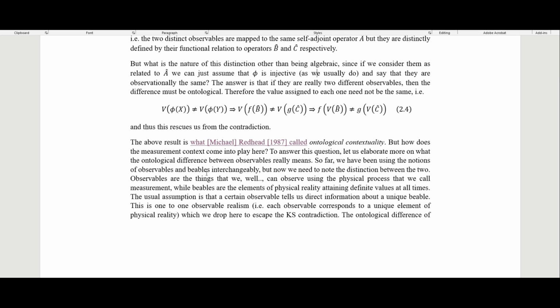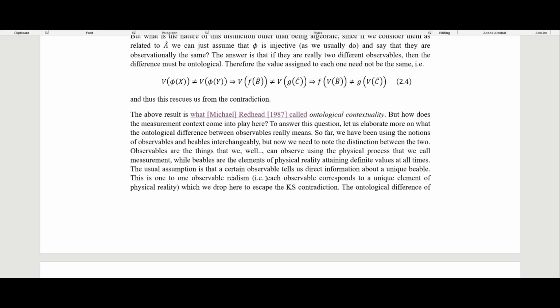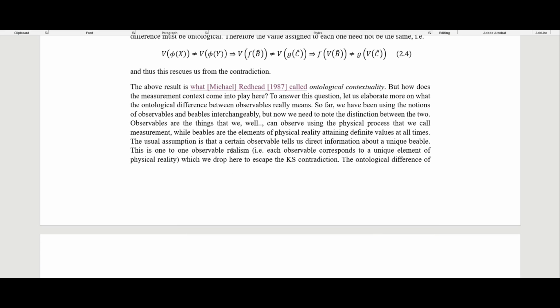But how does the measurement context come into play here? To answer this question, let us elaborate more on what the ontological difference between observables really means. So far, we have been using the notions of observables and beables interchangeably, but now we need to note the distinction between the two. Observables are things that could be observed using the physical process that we call measurement, while beables are the elements of physical reality attaining definite values at all times. The usual assumption is that a certain observable tells us direct information about a unique beable. This is one-to-one observable realism, so that injective assumption above.